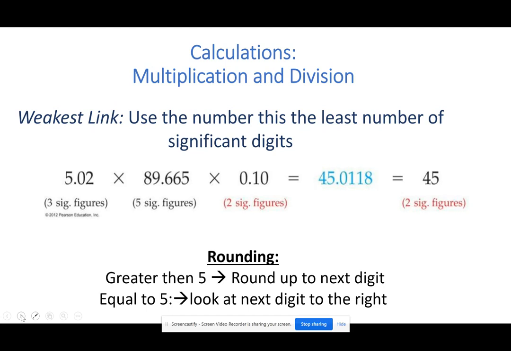So rounding is usually the next thing that comes up. I'm not going to split hairs on rounding. Okay. General rule of thumb is greater than 5, so the next digit is greater than 5, you would round up. If the next digit is equal to or less than 5, you would just leave it alone. So I'm not going to split hairs over rounding, but that's the general rule of thumb.